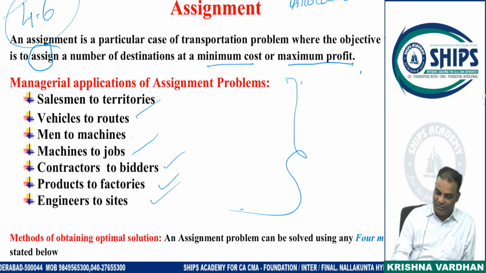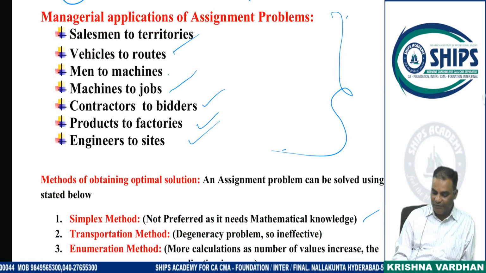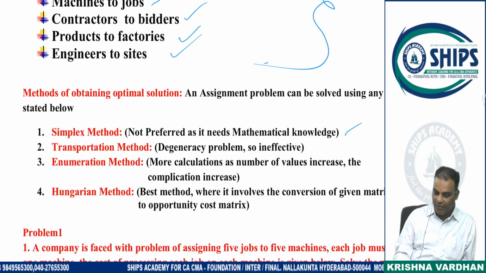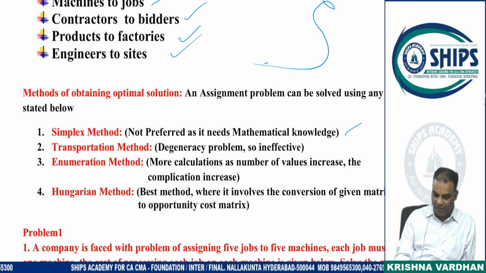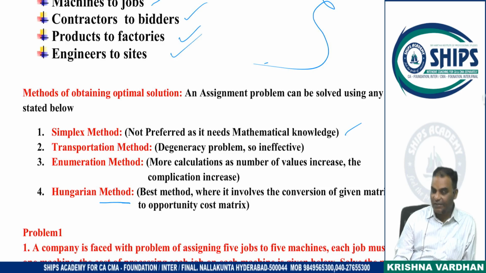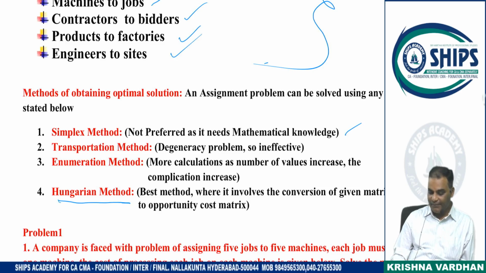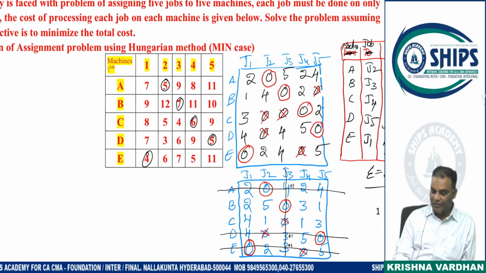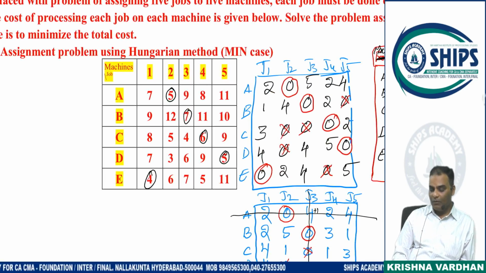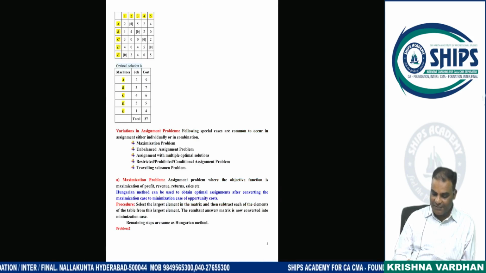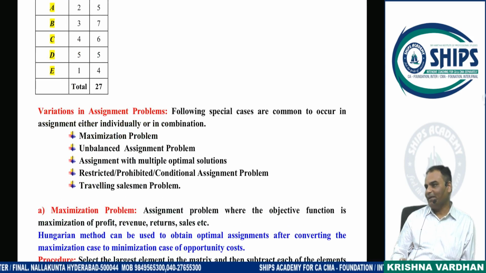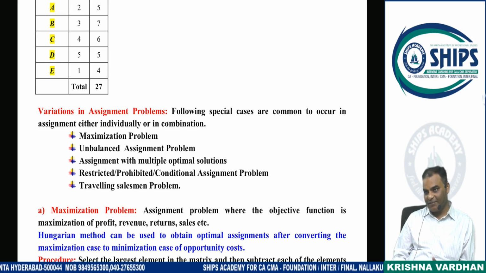So managerial applications of assignment problem we have seen, and we talked about the various methods of solving. But the method which is there in our syllabus is the Hungarian method, right? So then we talked about a problem. What are the different steps in solving assignment problem, students? What should we do first? Check whether it's a balanced problem or not. Once it is done, the first step is row minimization. What do we do in row minimization?